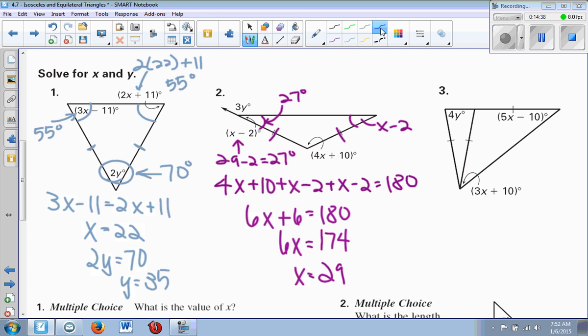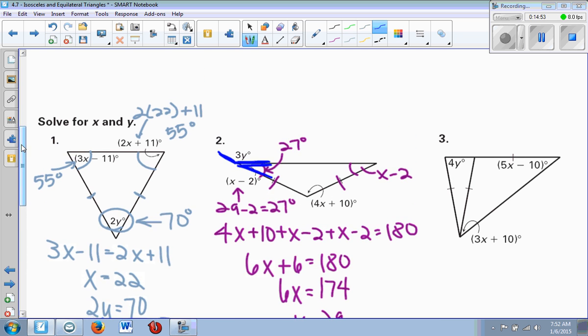Now, it's important because if you look at this angle on the outside and the angle on the inside, they form, again, a linear pair. What we should remember from last semester is a linear pair is two angles that add to 180 because they form a straight line when put back to back.